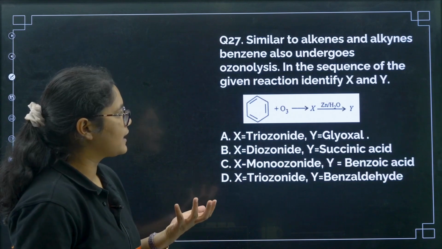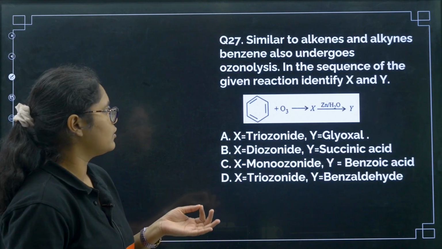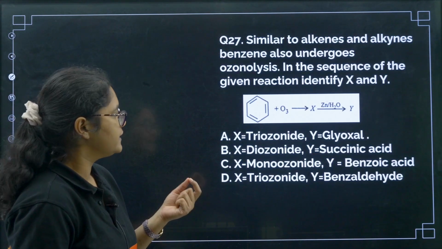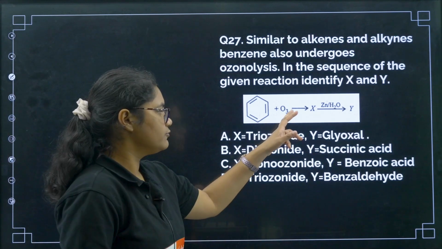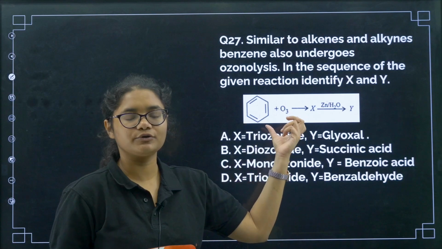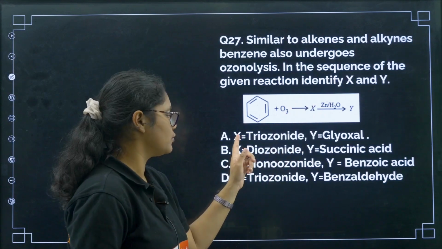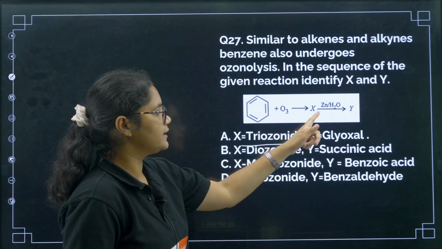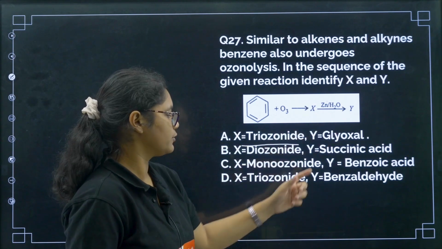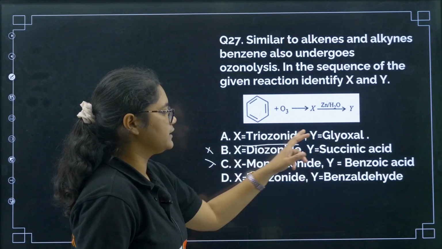Next, similar to alkenes and alkynes, benzene also undergoes ozonolysis. In the sequence of the given reaction, identify X and Y. So we know first, when we do ozonolysis, one intermediate is formed which is called ozonide, so that is triozonide, because we have here 3 double bonds, and then when you treat it with Zn/H2O, okay, so you can eliminate these two, you will get glyoxal.